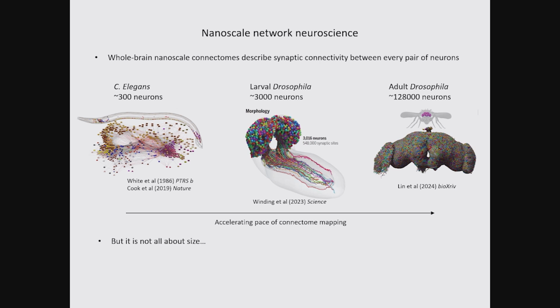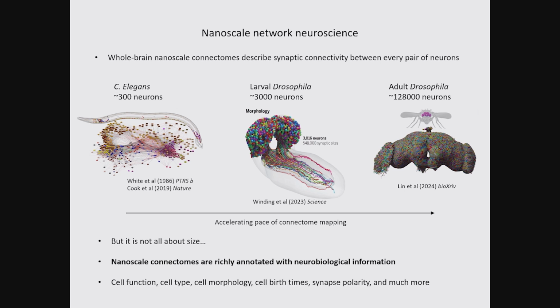But the point here is that it's not about size per se. I don't think what matters here is that we have more and more neurons in our networks. To me, the really cool thing is that these nanoscale connectomes are richly annotated with neurobiological information. So we know a lot about each of these neurons, including cell function, cell type, morphology. For C. elegans, we know the birth times, we know about synapse polarity, and a lot more.